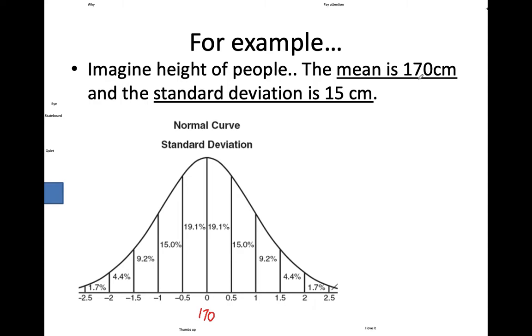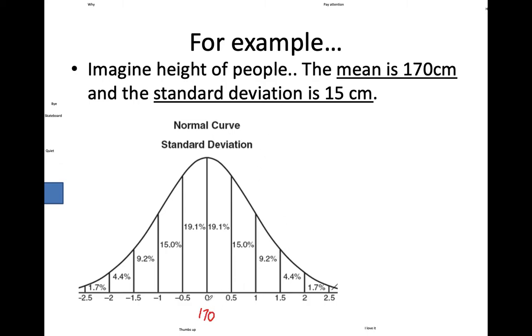Let's say the mean height of a person is 170 centimetres. For this particular graph, we could use 170 centimetres. However, the mean doesn't always refer to a positive number, but let's go for height in this instance. Let's say the mean is 170 and the standard deviation is 15.